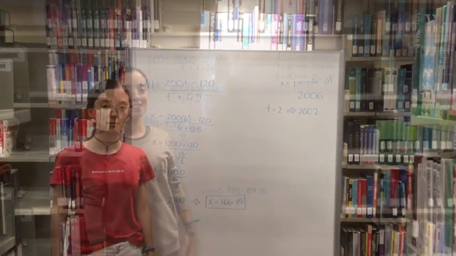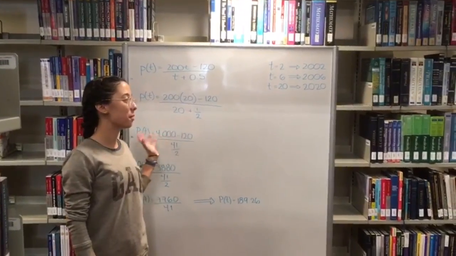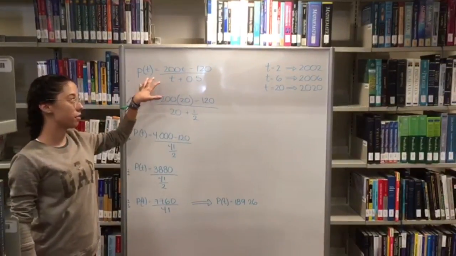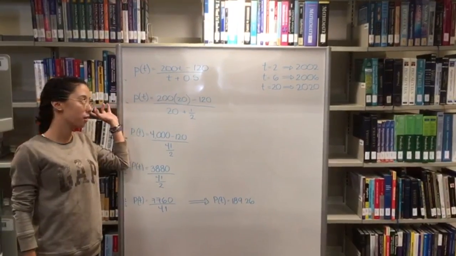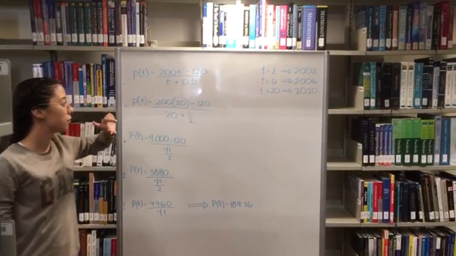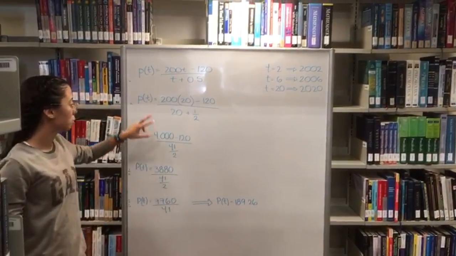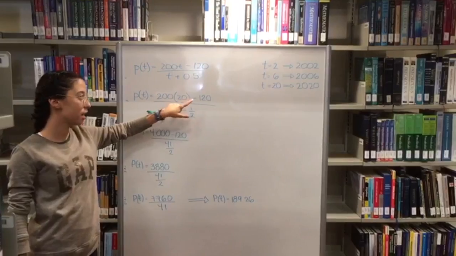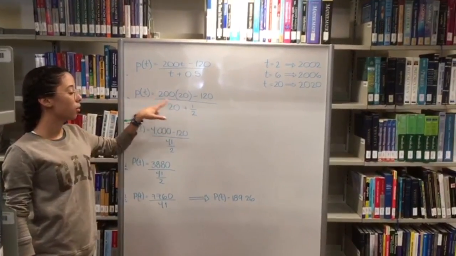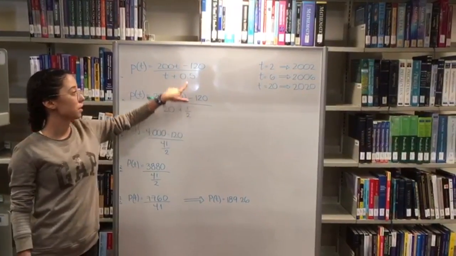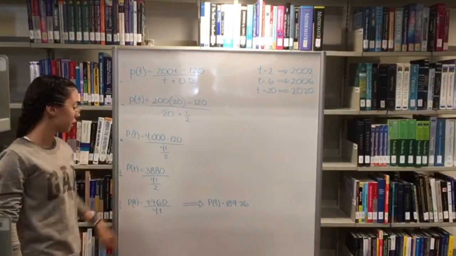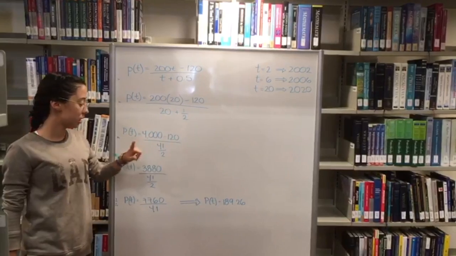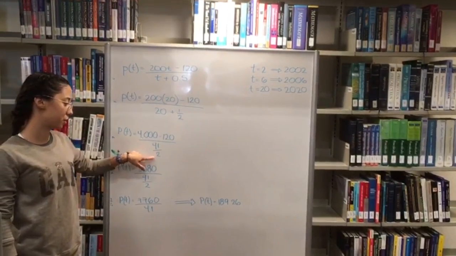And the answer of this part is x equal to 166.15. So now the problem is asking what was the population in year 2020. Here we have our function again, as in the last part. We have to substitute t for 20. So here we have 200 multiplied by 20 minus 120 over 20 plus 1/2, which is the same as 0.5. And here we have 4,000 minus 120 over 41 over 2.